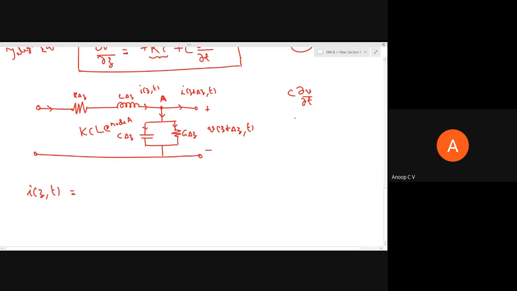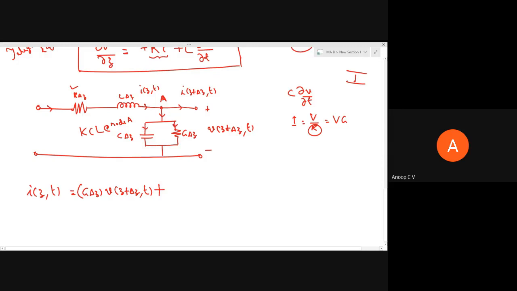You know, I is equal to V by R, so this 1 by R is nothing but G. So it is V into G. Don't confuse it with the series resistance; I have written some resistance, which is the resistance of the dielectric between the conductors. So that is G delta Z times V of Z plus delta Z comma T. That is this current.